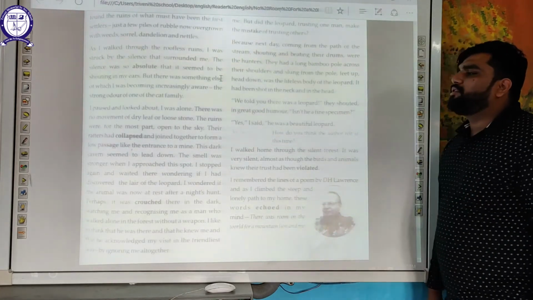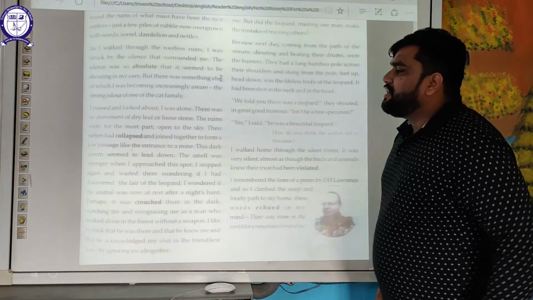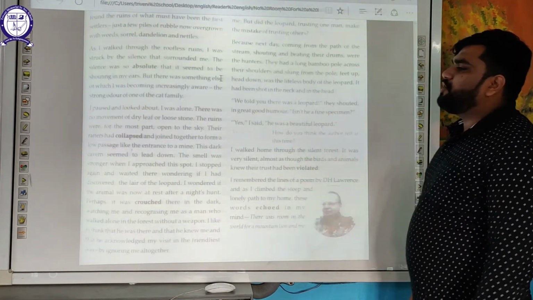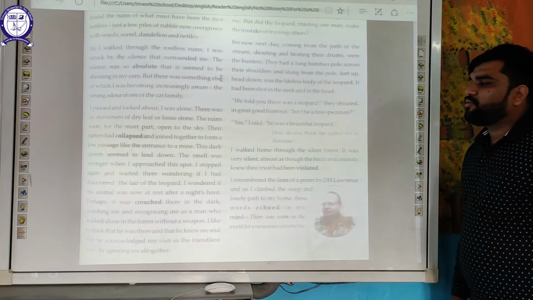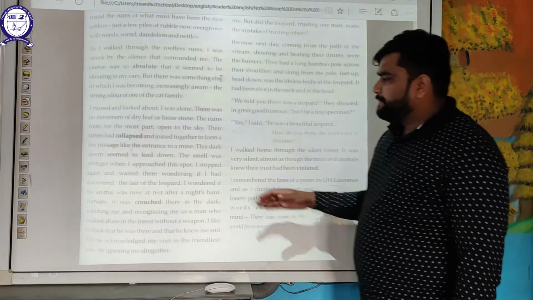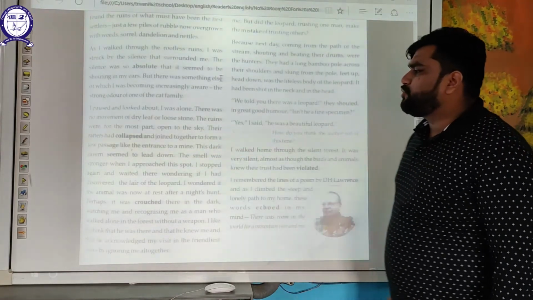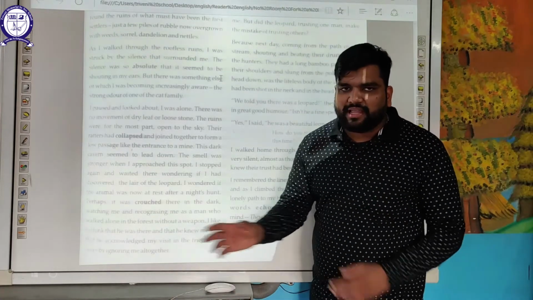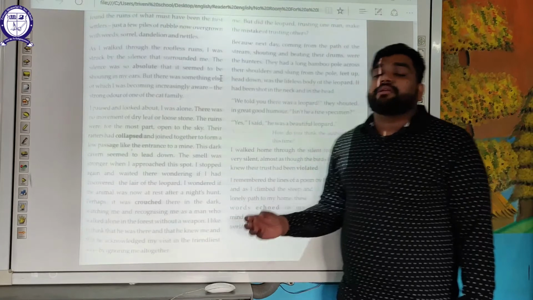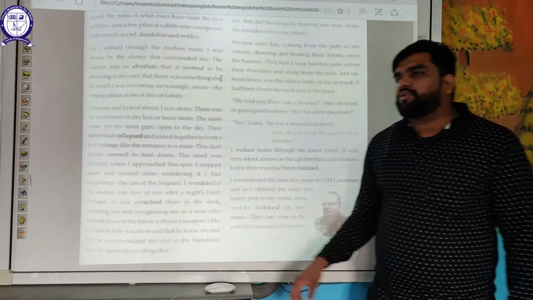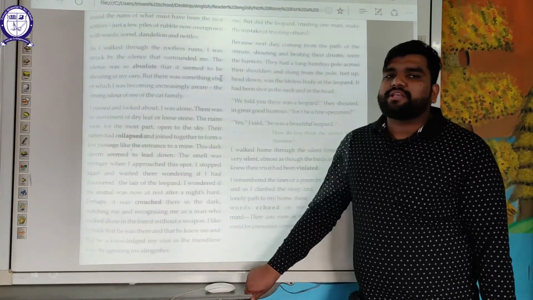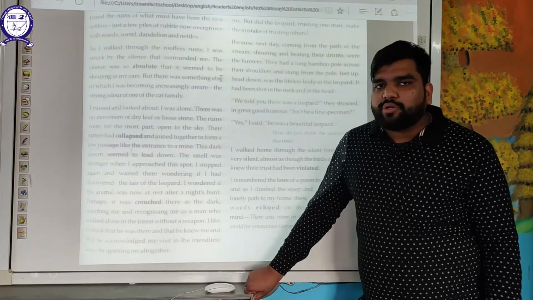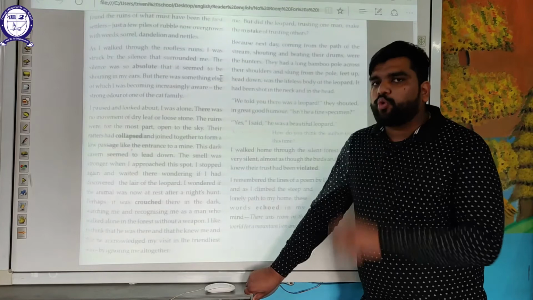The ruins were for the most part open to the sky. Their rafters had collapsed and joined together to form a long passage like the entrance to a mine. This dark cavern seemed to lead down. The smell was stronger when I crossed this wall. Basically, there was a den, or you can say a cave sort of thing, over there where the leopard was actually taking rest. And the poet, wanting to see what was actually there, started moving towards it.